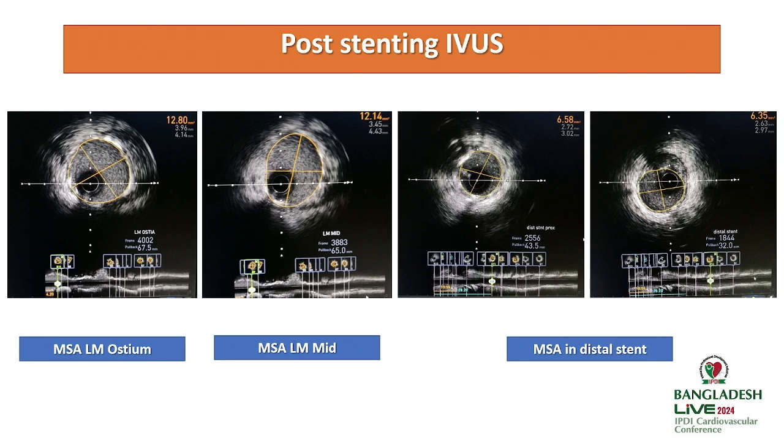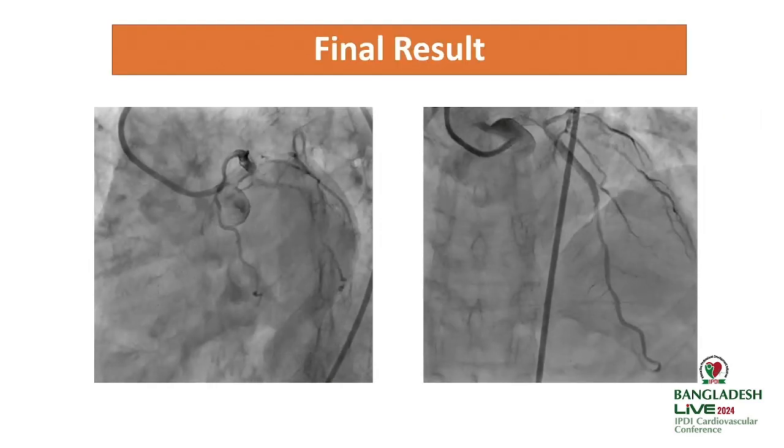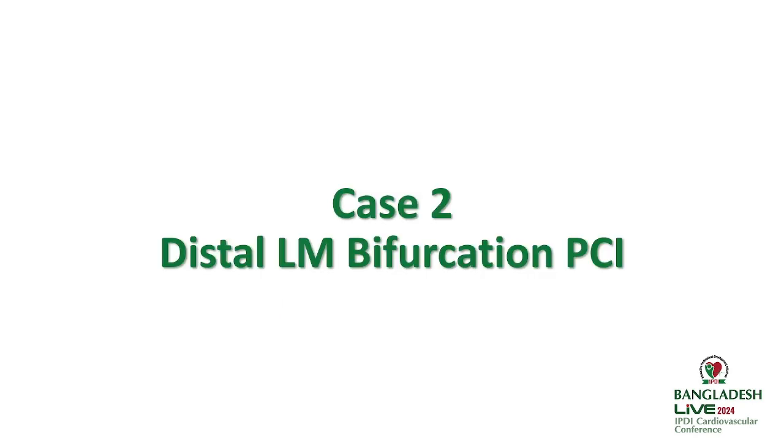satisfied. And this is the final result. According to the ACC AHA guideline, IVUS use is a class 2 recommendation to assess the severity of unprotected left main lesions, complex coronary artery stenting, and to assess the mechanism of stent failure.